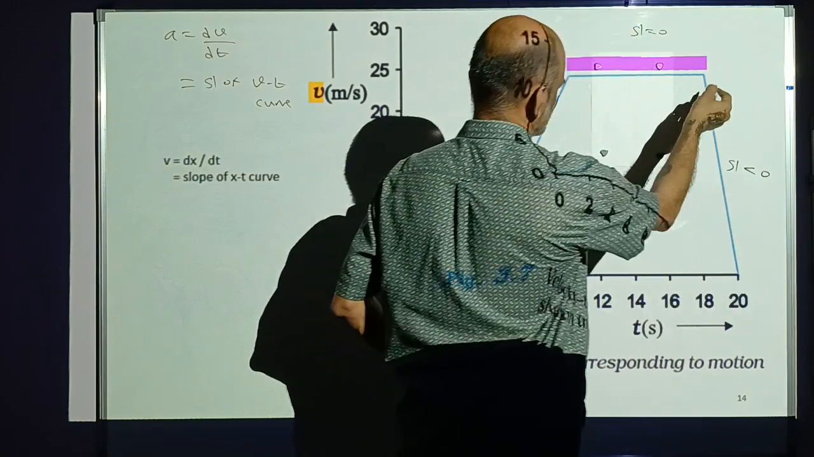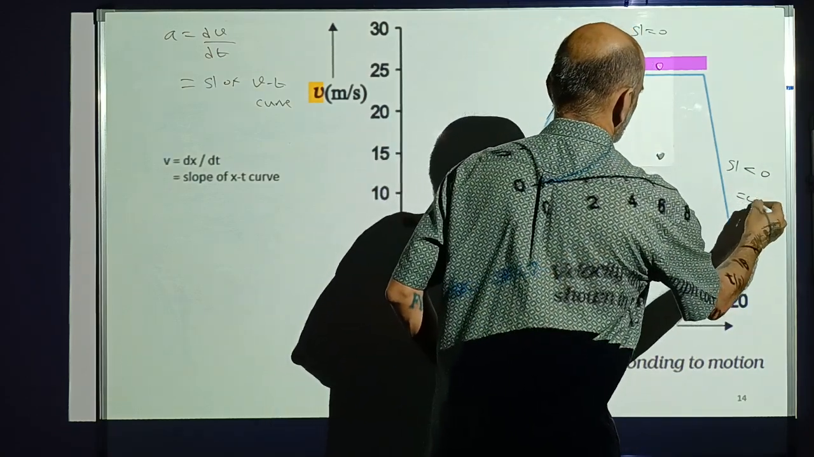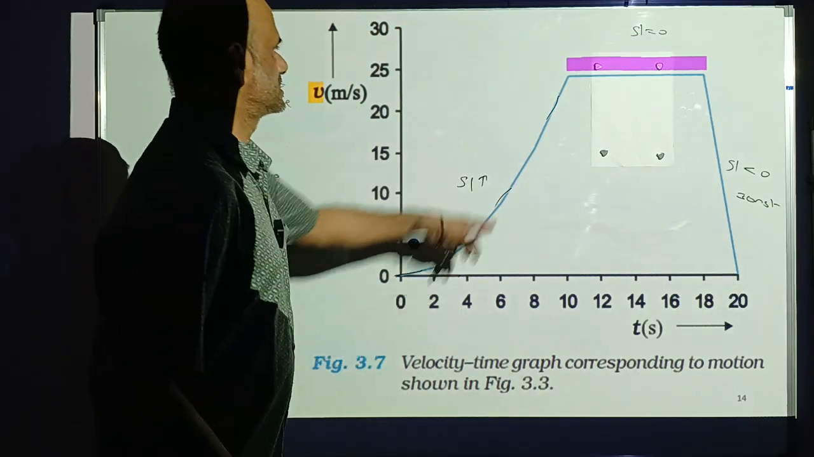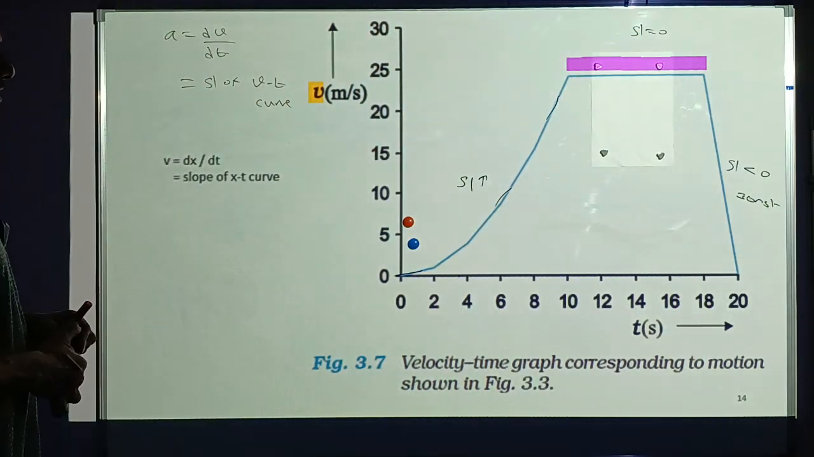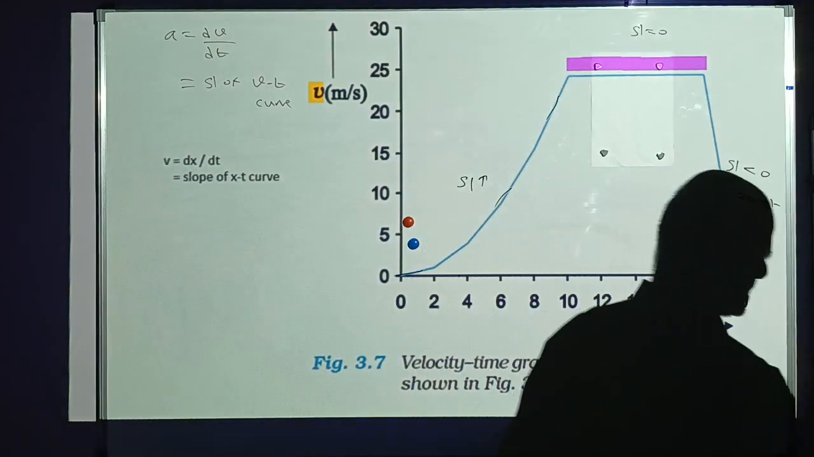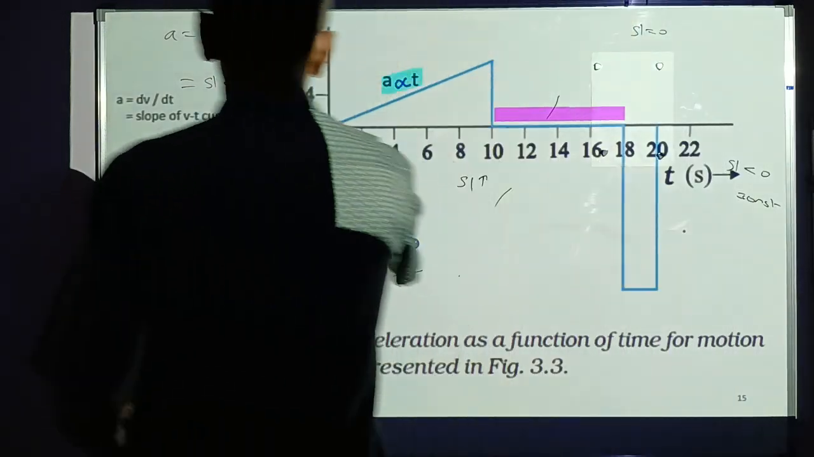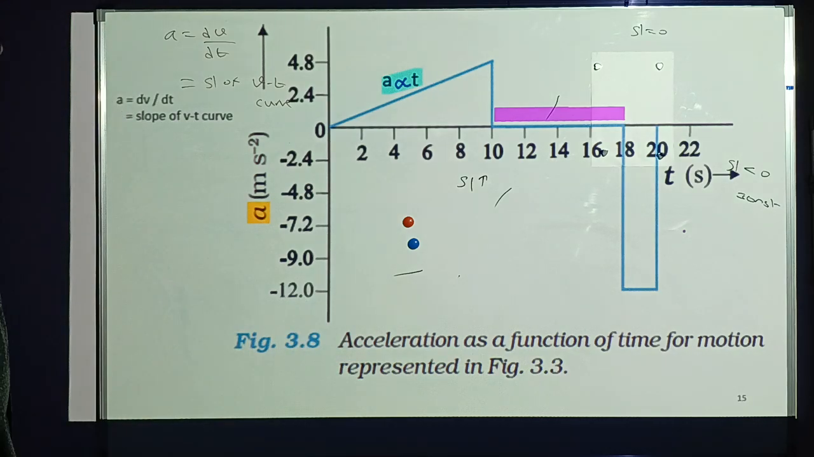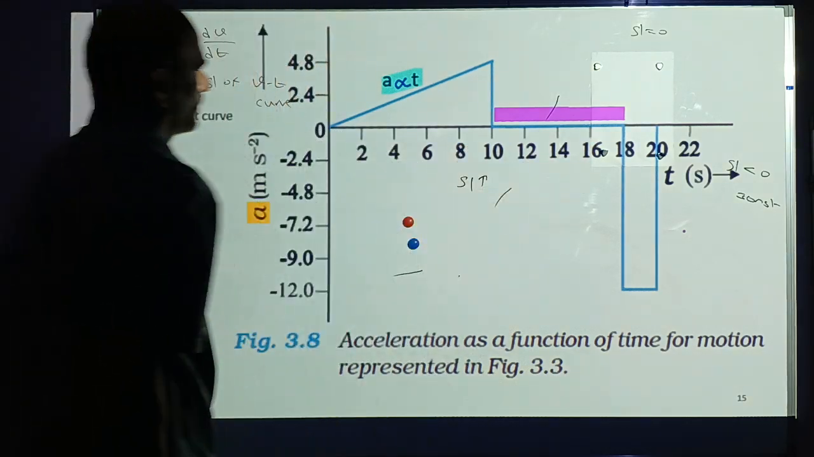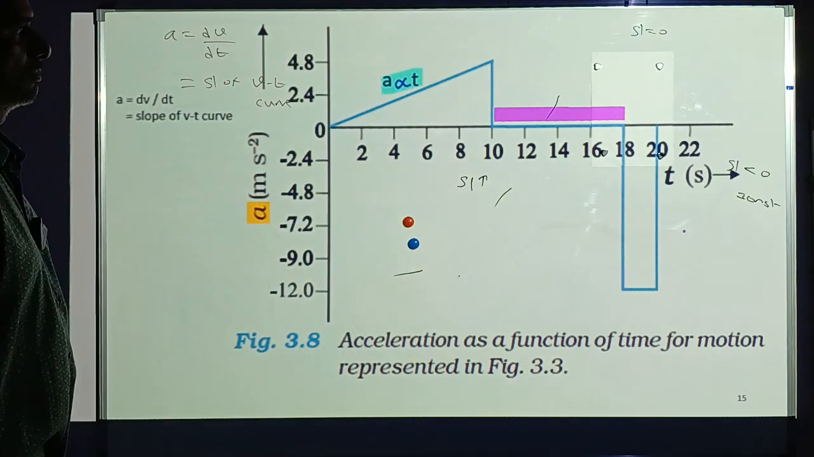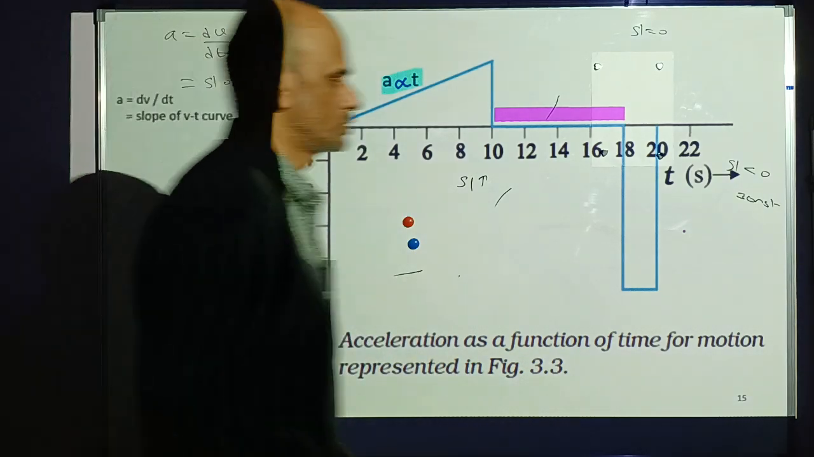And it's constant because it's constant slope. And also constant. Here it's increasing slope. So the acceleration of this motion will look like this. The first part, acceleration is positive and it's increasing. Second part, the acceleration is 0. The third part, constant acceleration, but it's negative value because the slope is going down.